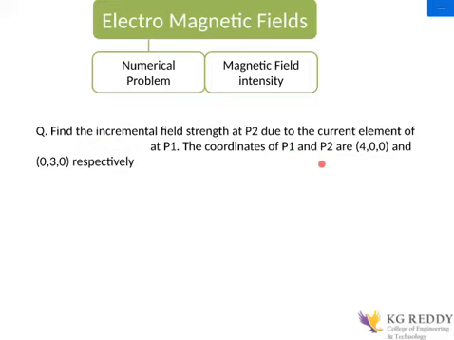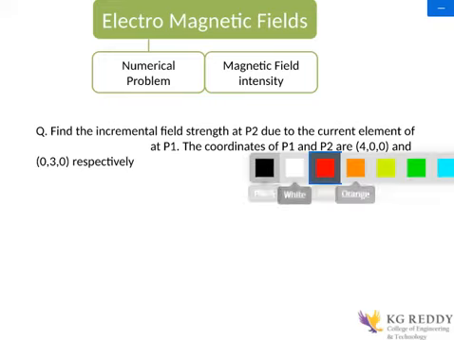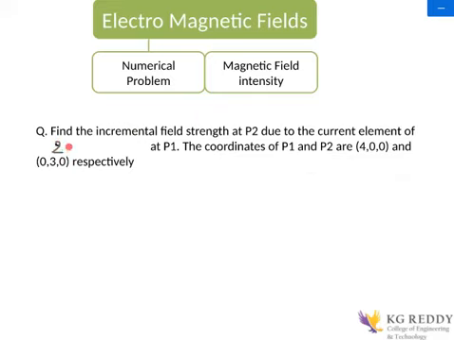So the coordinates of P1 and P2 are given, which are 4, 0, 0 and 0, 3, 0. I'll be taking the current element here, which is 2 pi az, where az is the unit vector and the units are microampere meters. So this is the problem which we are going to solve today.